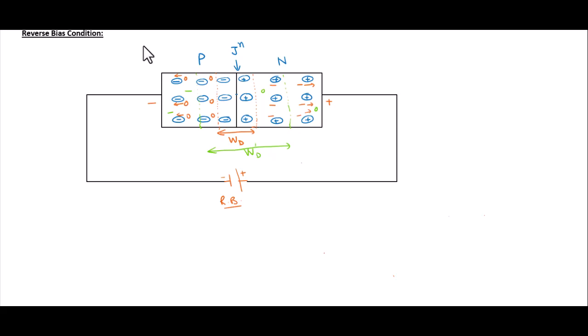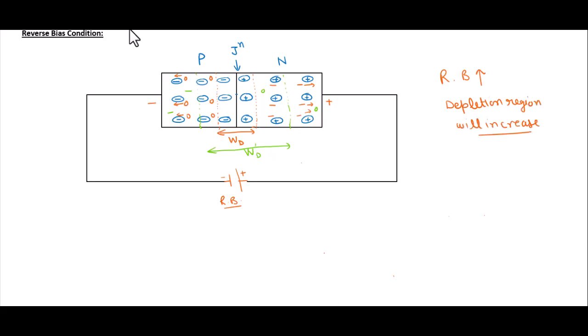If we keep on increasing the reverse bias, then the depletion region will increase and reach more and more inside the PN junction diode. So I may write, if we increase the reverse bias, the depletion region will increase.